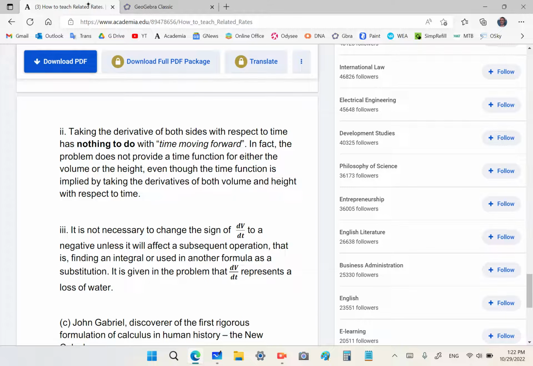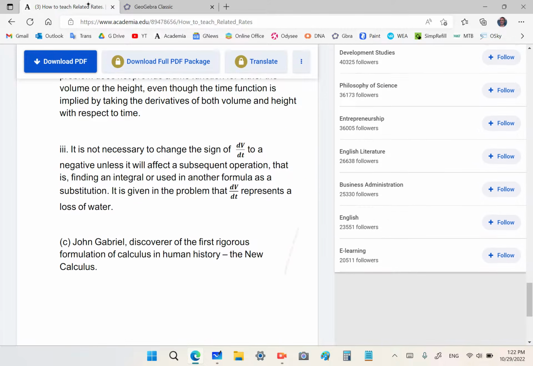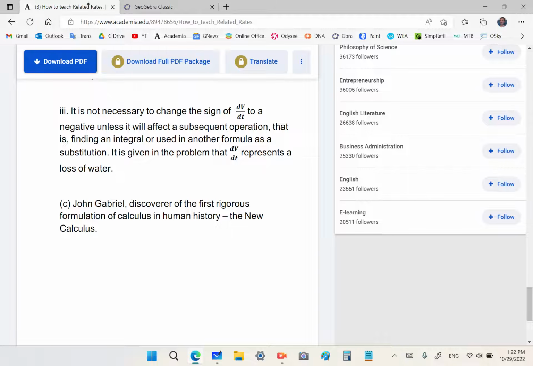So taking the derivative of both sides with respect to time has nothing to do with time moving forward. Another silly expression used in the random example. And in fact, the problem does not provide a time function for either the volume or the height, even though the time function is implied by taking the derivatives of both the volume and the height with respect to time.